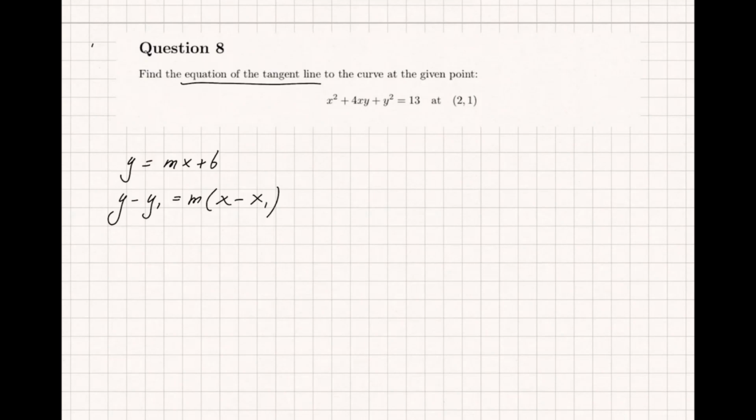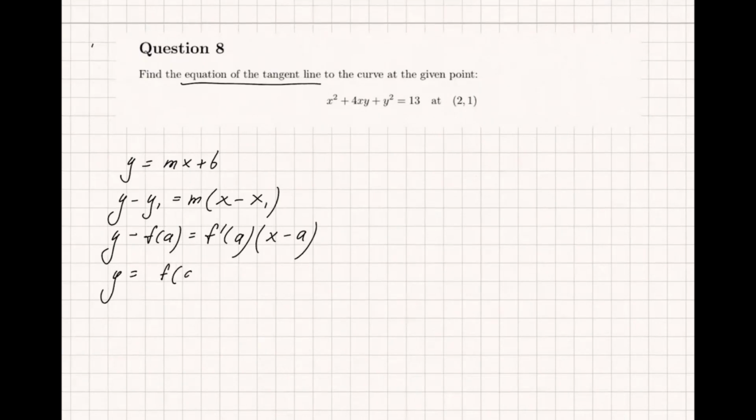Now, if we convert that into calculus, we would have y minus f of a equals f prime of a times x minus a, right? And now if we solve for y, we would have f of a plus f prime of a times x minus a. So a is given to us, and f of a is also given to us. So the only thing that we need to find is this f prime of a.